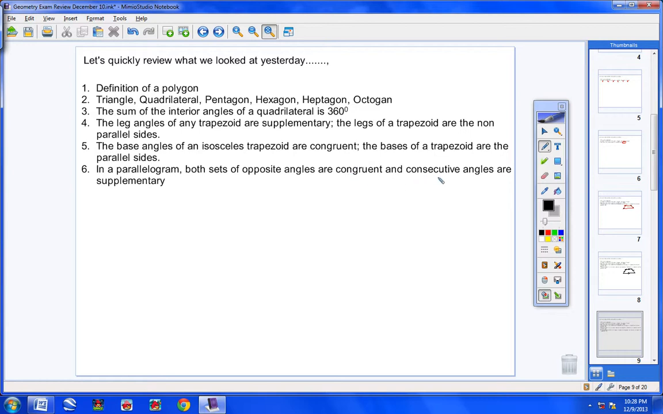Number 6, in a parallelogram, both sets of opposite angles are congruent, and consecutive angles, that means side-by-side angles, are supplementary. You need to know the 5 ways to prove that a quadrilateral is a parallelogram. I'm not going to ask you to list those out, but you need to be familiar with those. Both sets of opposite angles are congruent, both sets of opposite sides are congruent, both sets of opposite sides are parallel, the diagonals bisect each other, and one angle must be supplementary to its 2 consecutive angles.